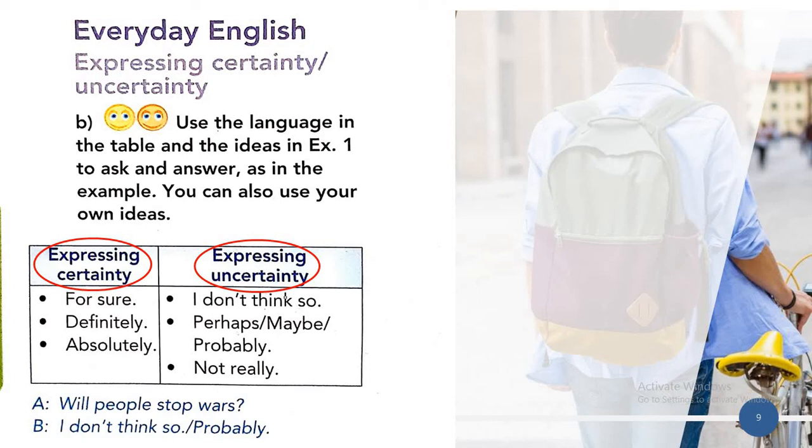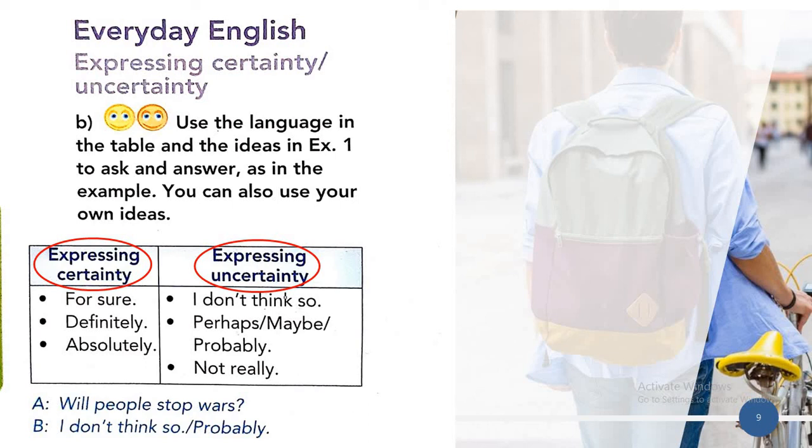So when we are sure of something, we say for sure, definitely, absolutely. When we are not really sure about something, we say I don't think so, perhaps, maybe, probably, not really. You just use one of these expressions. So we have situation E. A: Will people stop wars? B: I don't think so. Or if you are not sure, if you want to use another word, probably.